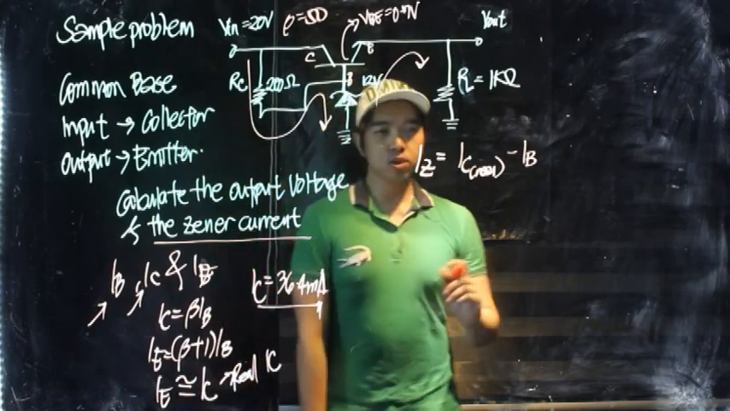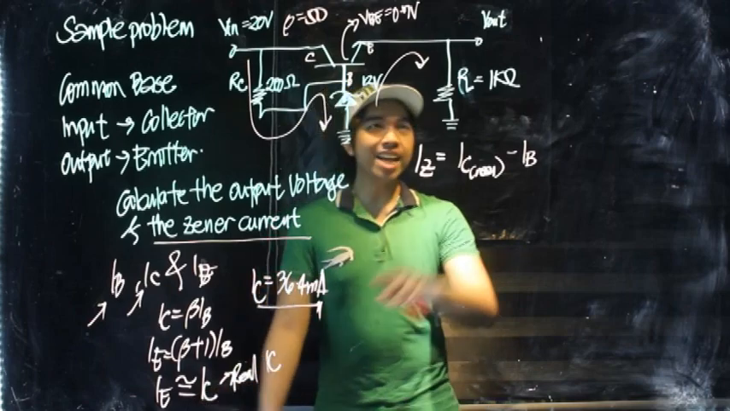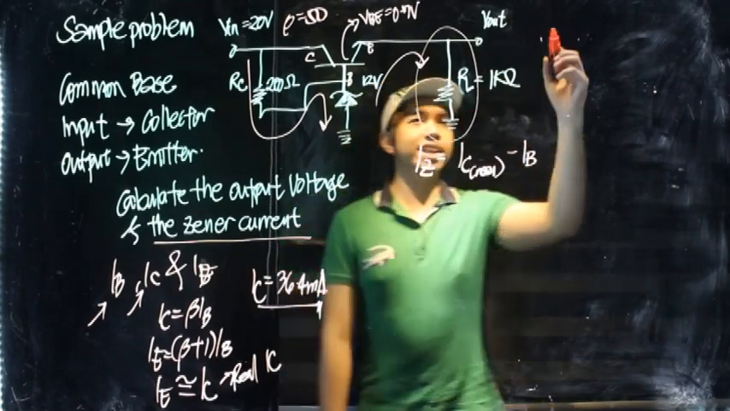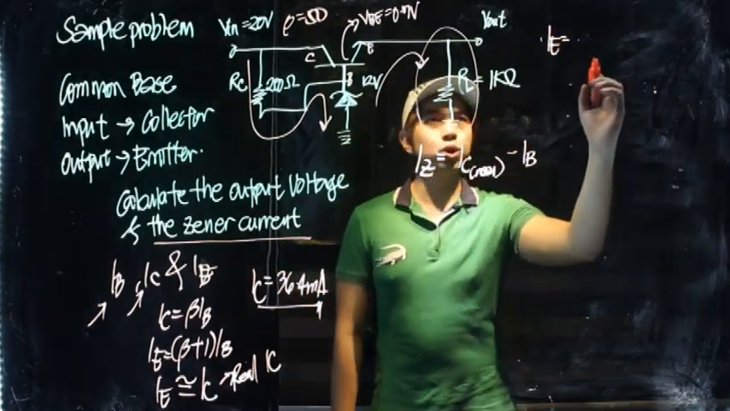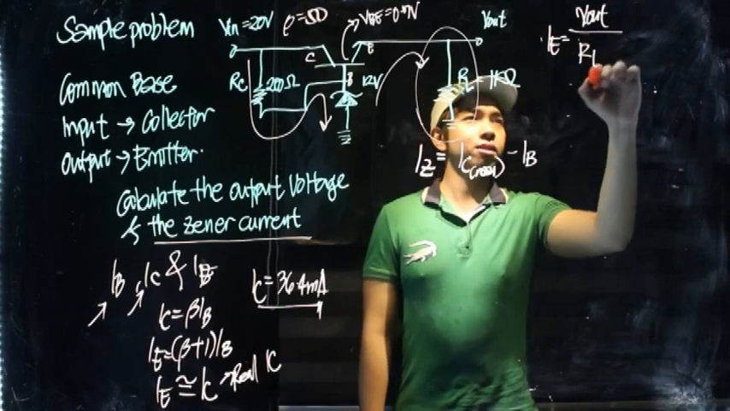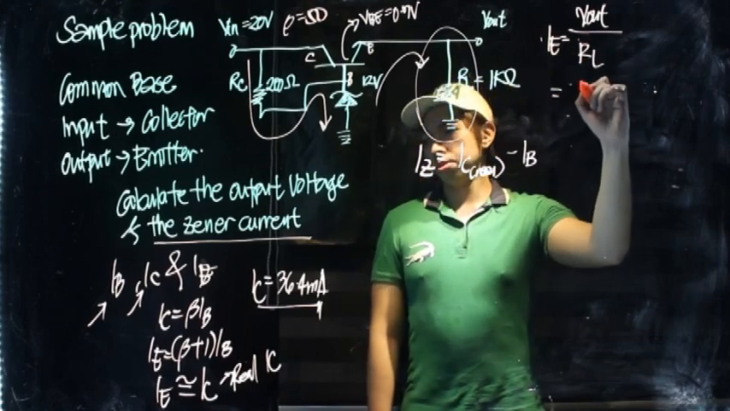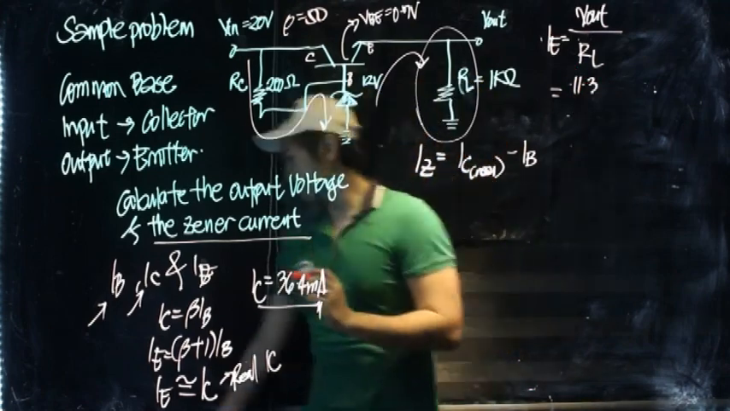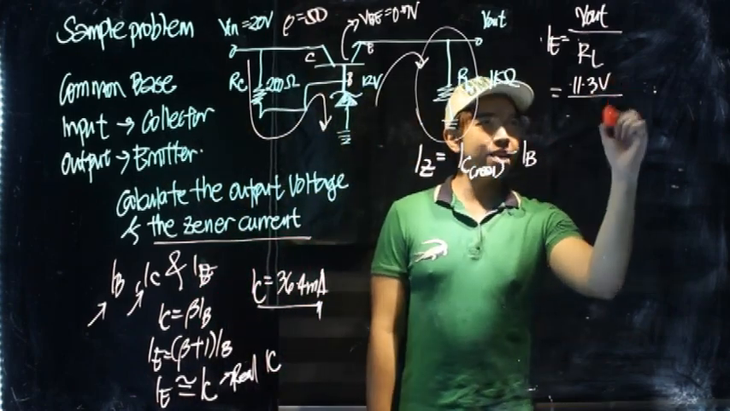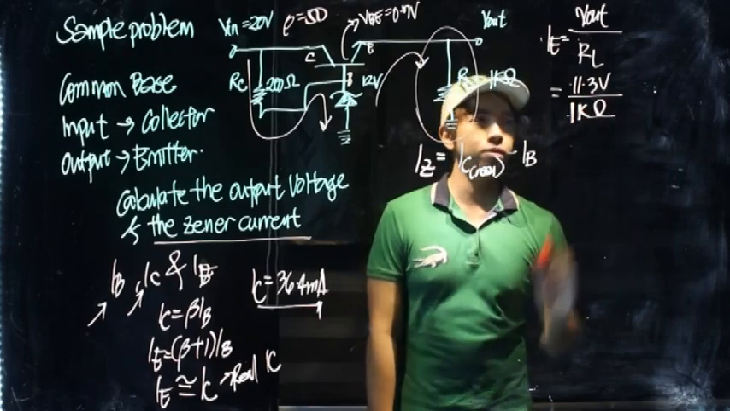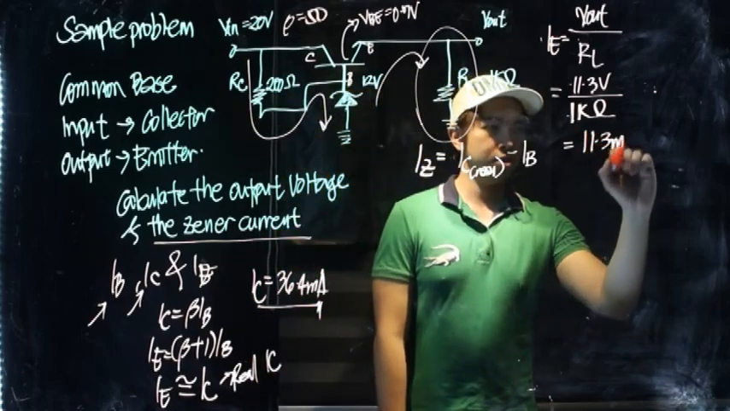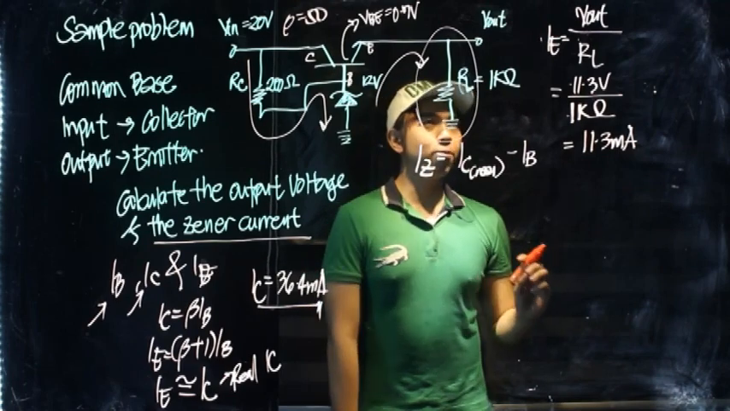We need to solve for that one. So how do we find that? The real IC will be within IE. If we're going to utilize this circuit, IE would then be equal to the voltage output divided by the load resistor, RL. This equals 11.3 volts, that's what we solved here, divided by our RL, which is equal to 1 kilo ohm. And this will give us 11.3 milliampere. So we've now solved for our IE.